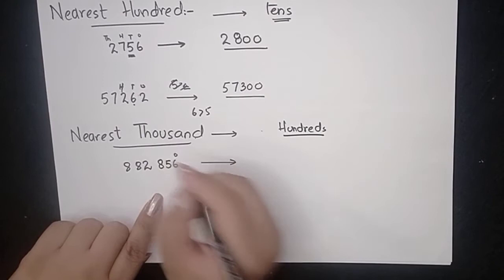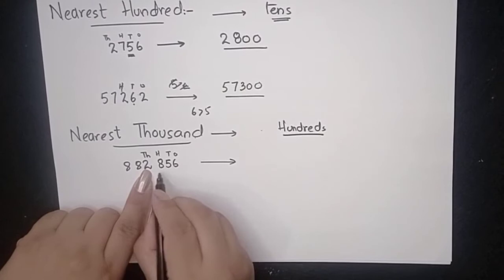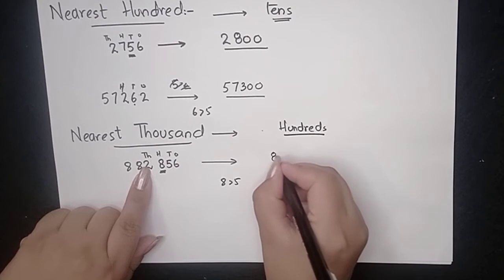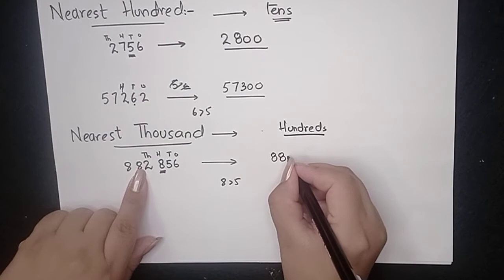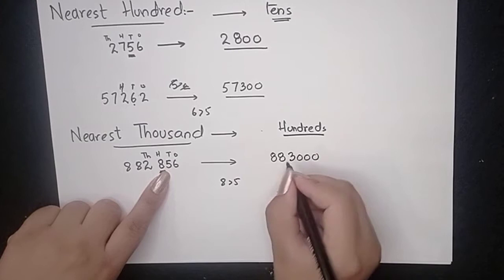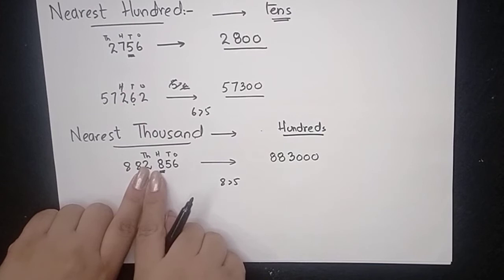Okay, so now ones, tens, hundreds, thousands. All right, so we will look at the digit here at the hundreds place. It's 8. So 8 is greater than 5. So you're going to round off to the bigger 1000. 88 will remain the same and then it will be 3000. So 856 is closer to 3000 now. It's not closer to 2000, so you're going to move it to 3000.